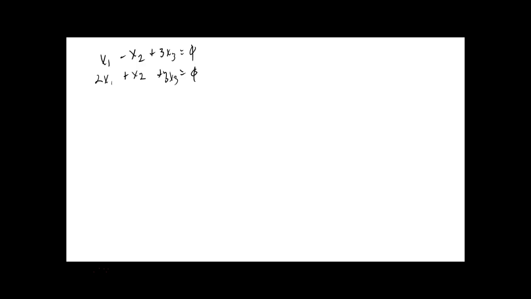All right, what's your first step? Write it as a matrix, and what would that give you? 1, minus 1, 3, 0. Next, 2, 1, 3, 0. All right, there's your matrix. Now we're doing Gauss-Jordan here. So what's the first thing that we want to be the case?